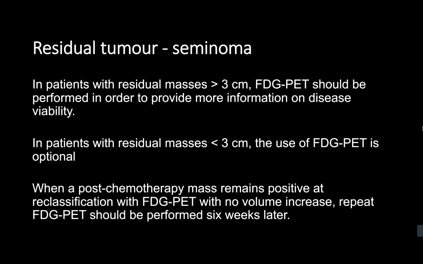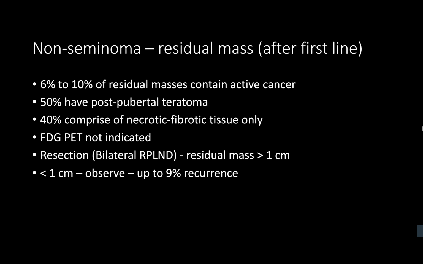Okay, very good. And what is the treatment for non-seminoma residual mass after first-line chemotherapy? So residual mass, if it is less than 1 centimeter, just observation. If it is more than 1 centimeter, then the option is to do an RPLND. Okay. Is there any indication for FDG PET in non-seminoma? I'm not aware of any indication in non-seminoma.